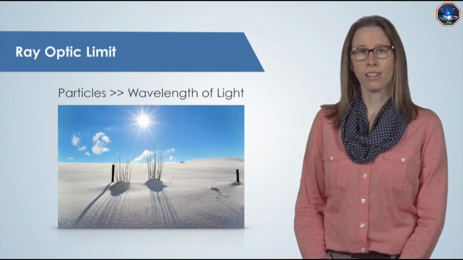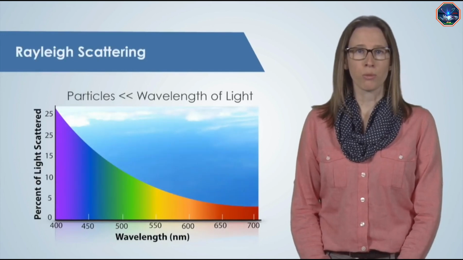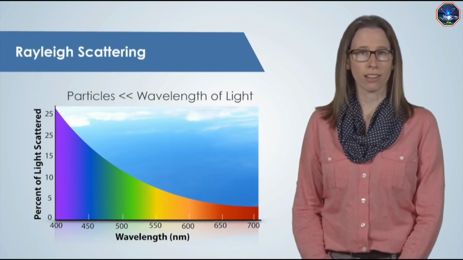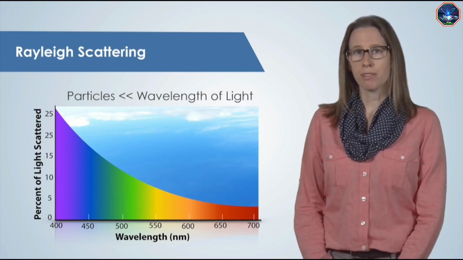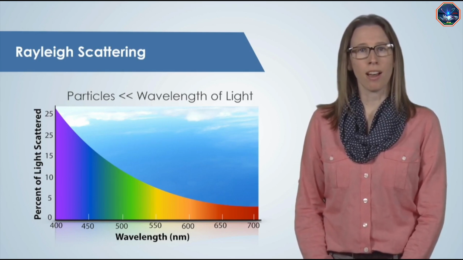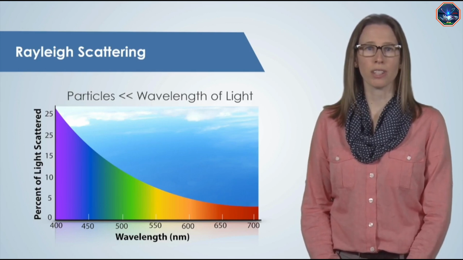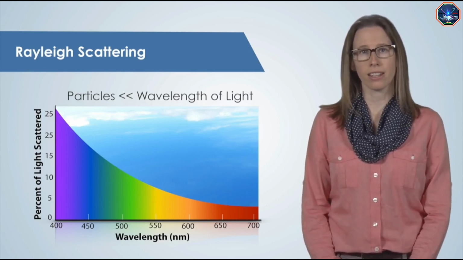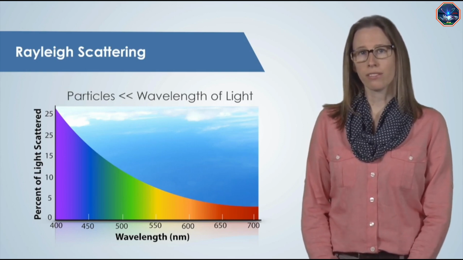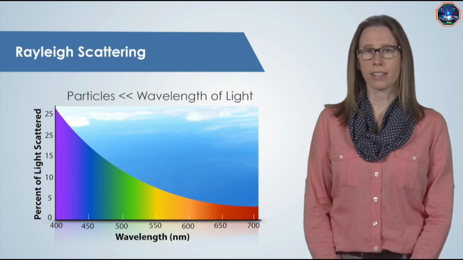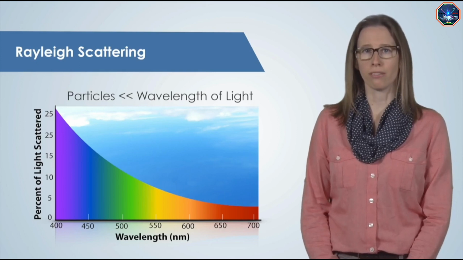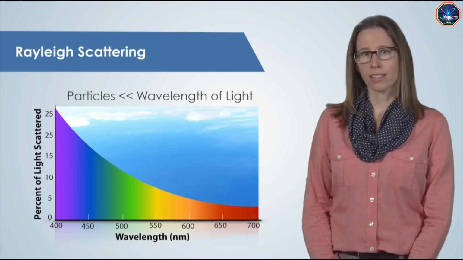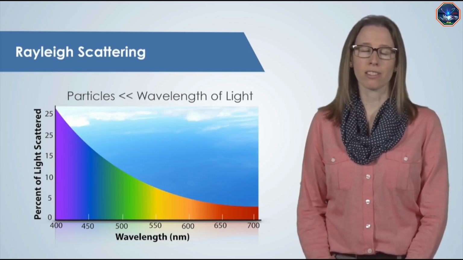Rayleigh scattering happens when the wavelength of light is much larger than the particles that are scattering the light. One example of Rayleigh scattering is the blue sky. When light travels through the atmosphere, gas molecules in the atmosphere scatter the light. This process is wavelength dependent, with shorter wavelengths scattering much more than long wavelengths. More blue light is scattered and reaches our eyes than the red light, and therefore the sky looks blue.